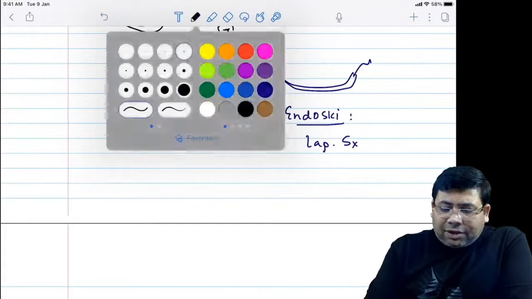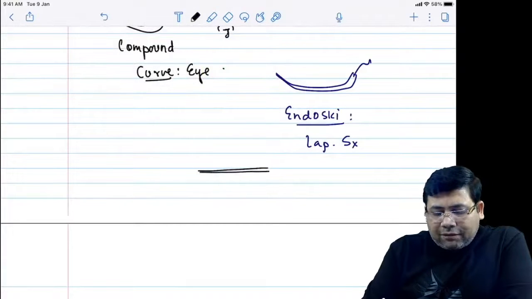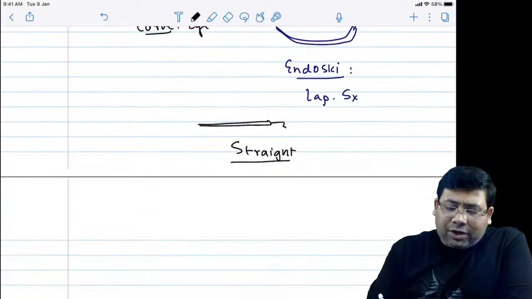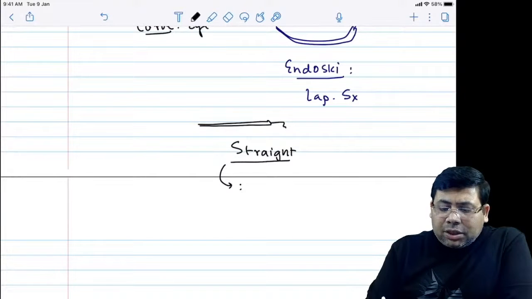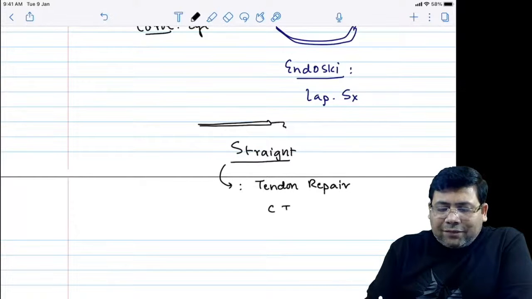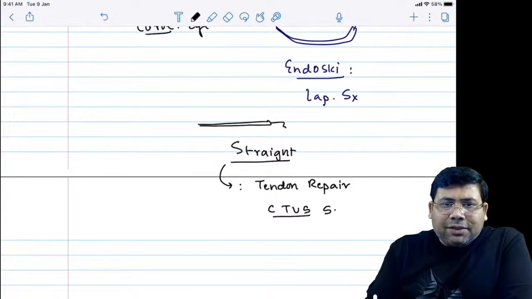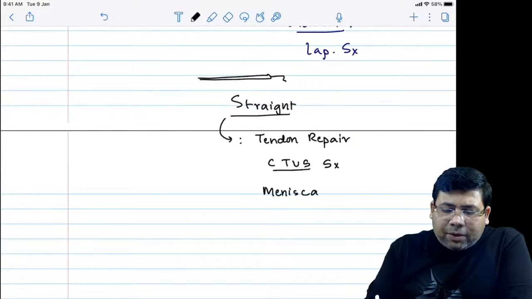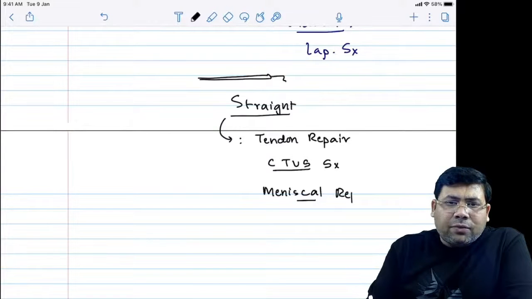Then we have the straight needles also. When we talk about the straight needles, where do we use them? They are used for tendon repairs. They are used for CTVS surgeries. Yes, we can use them for meniscal repair. A lot of places we can use them.